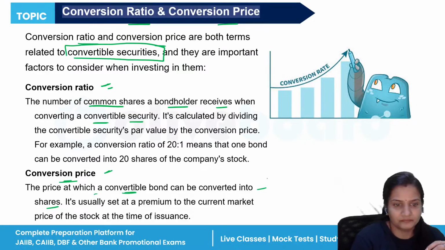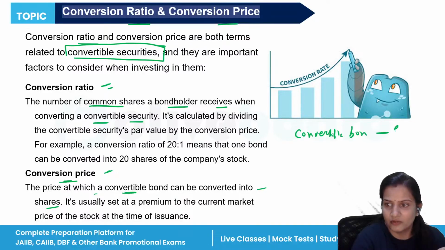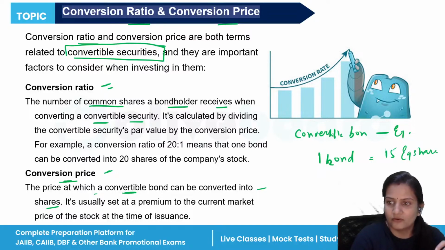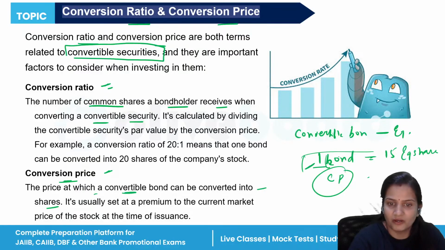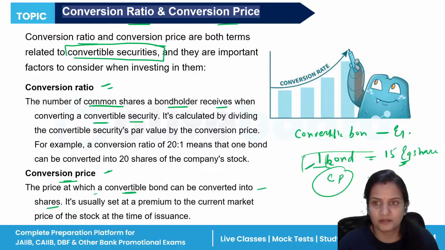At which price? For example, if I want to convert my convertible bond into equity shares, so one bond will be of, let's say, 15 equity shares. If I want to convert my one bond into equity shares, I need to pay rupees 50. Clear? So this is a conversion price, the price at which the convertible bond can be converted into equity shares. Clear this concept?